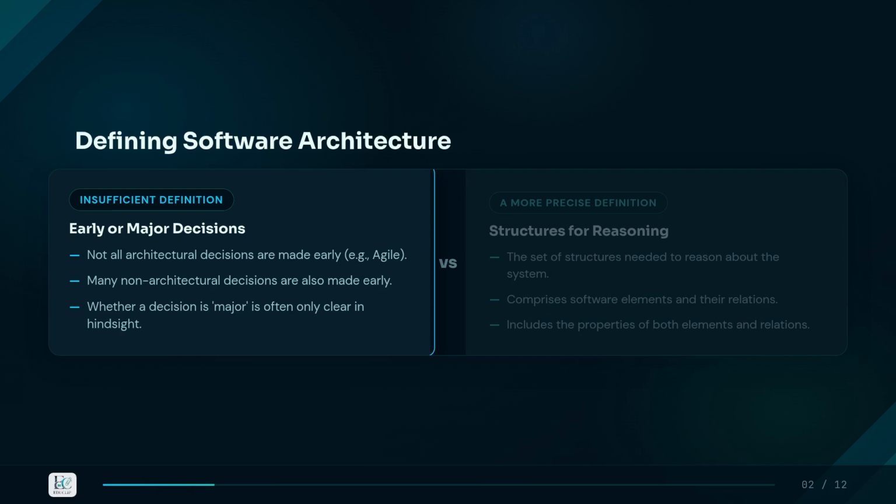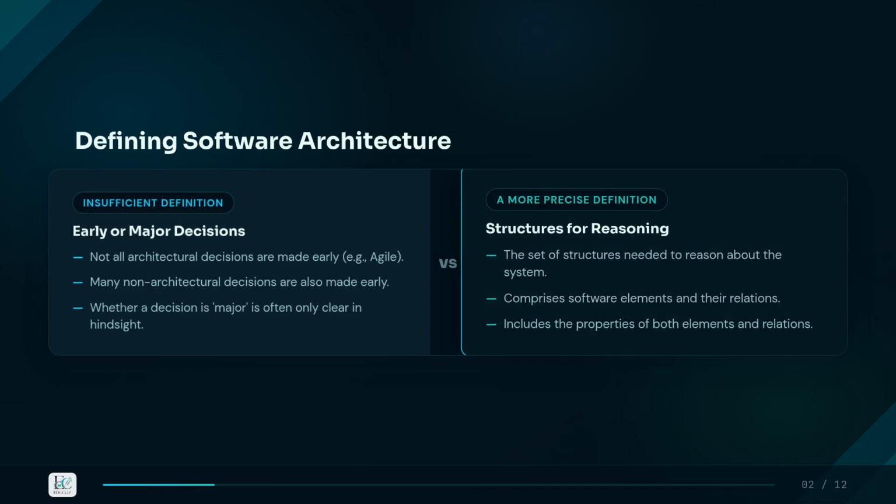The problem is, this isn't always true. Architectural decisions aren't always made early, especially in agile development. Plus, lots of non-architectural decisions are also made early. And figuring out if a decision was major is something you can often only do with the benefit of hindsight. So, we need a more precise and useful definition.